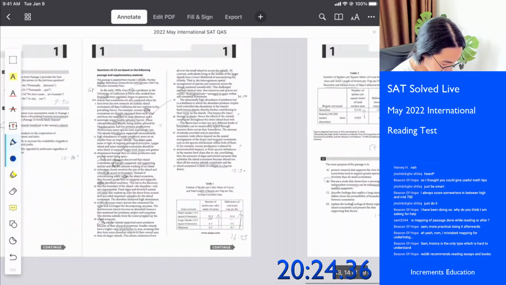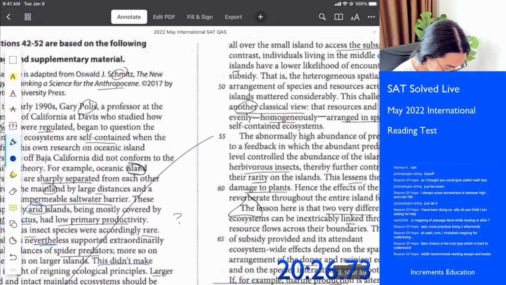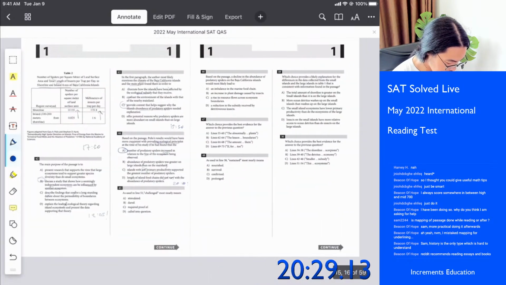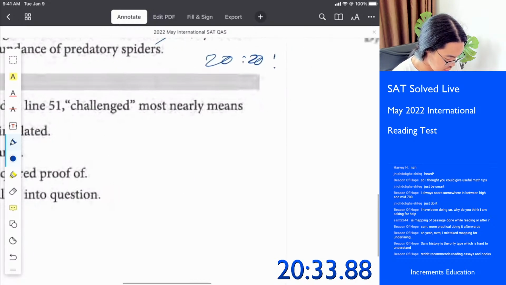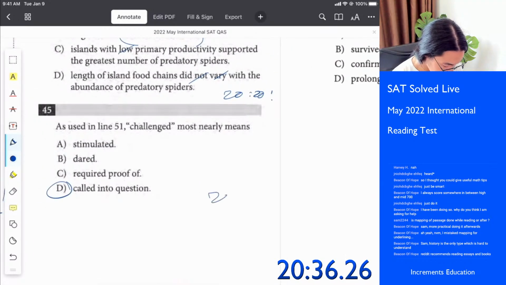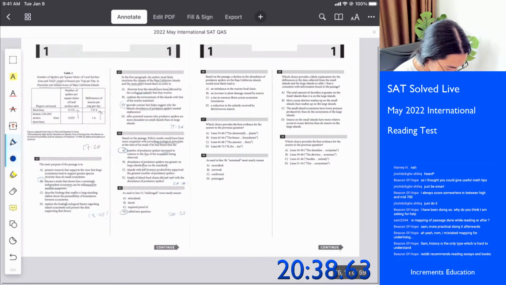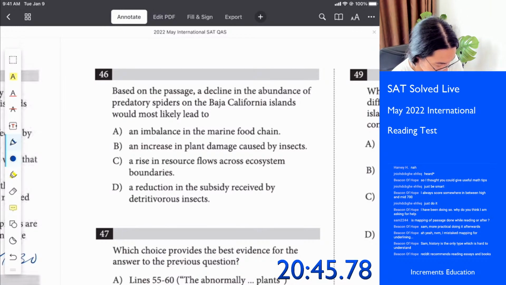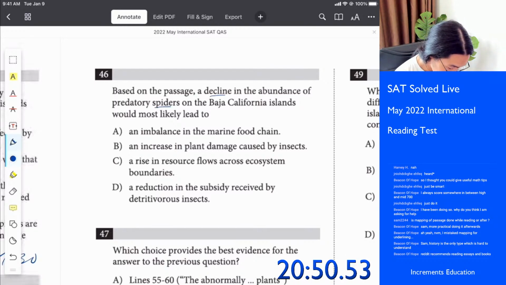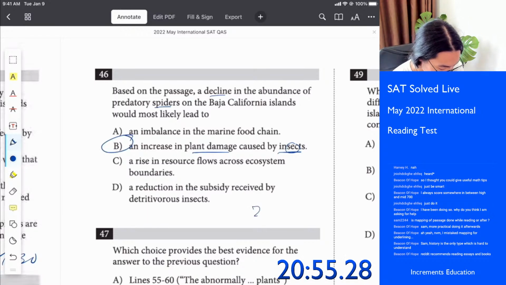Okay, line 51 challenged. That challenged another view. That called into question another view. 2035. That took me 15 seconds. Here we go. Making good time. Based on the passage, a decline in the abundance of predatory spiders in the bag. A decline in the abundance of the spiders would lead to an increase in insects, which would increase plant damage. That is correct. I remember that from the passage. That is a no-look answer.